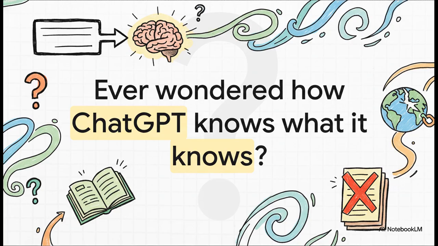So let's start with a question I think we've all asked ourselves at some point. You type something into an AI, and boom, you get this super detailed answer. But where does all that information actually come from? And why, sometimes, is it a little out of date, or maybe even just plain wrong?